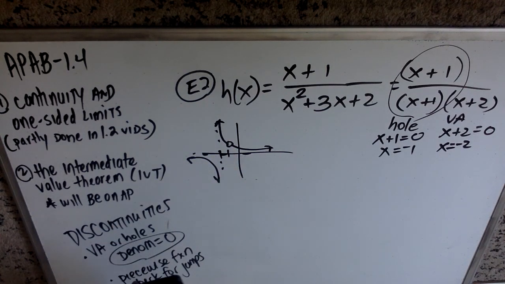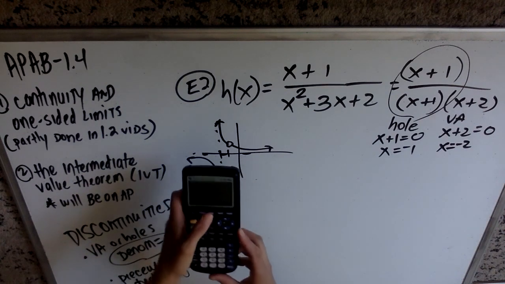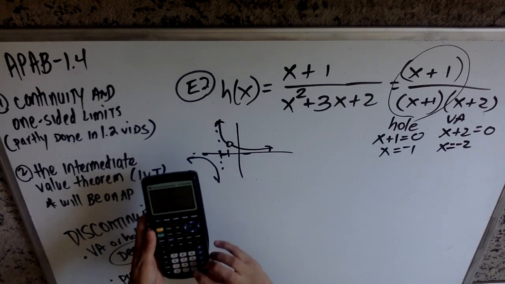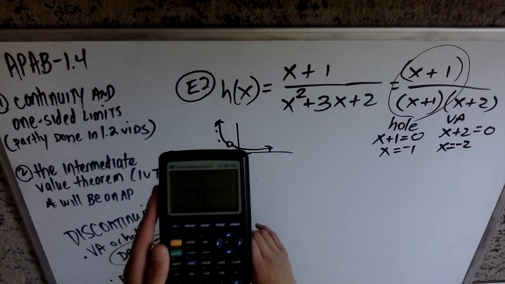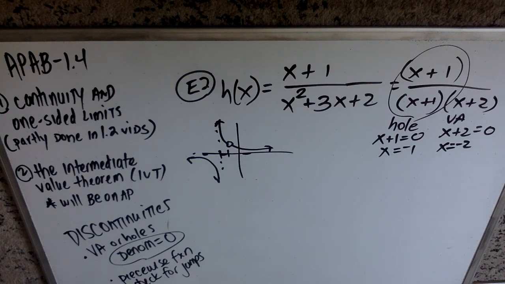Now what you will find is that you can't actually see this hole. The only way to confirm that that hole is there is to actually hit the trace button and then know that the hole's at -1 and check and see, and you'll see that when I do that, there's no y value, because there is no y value at all.